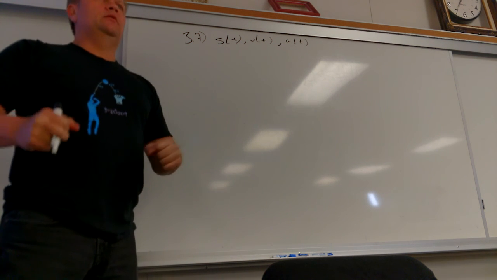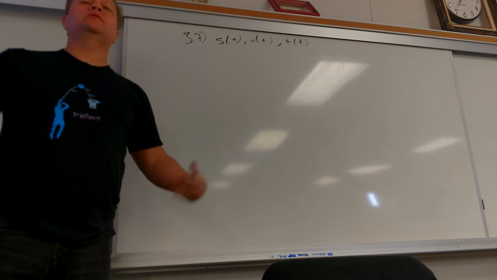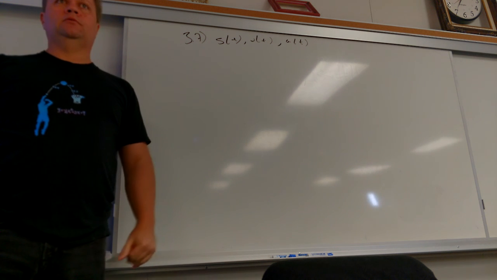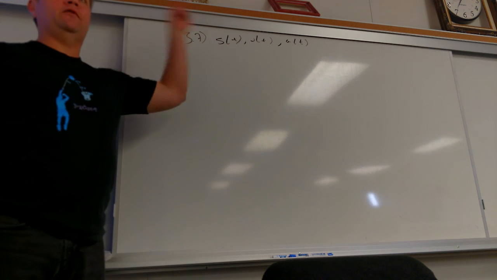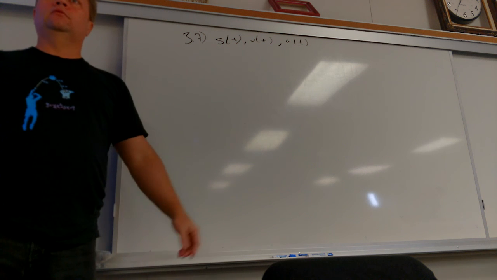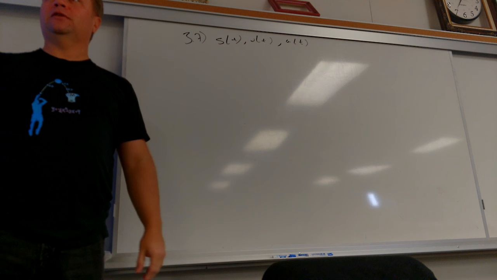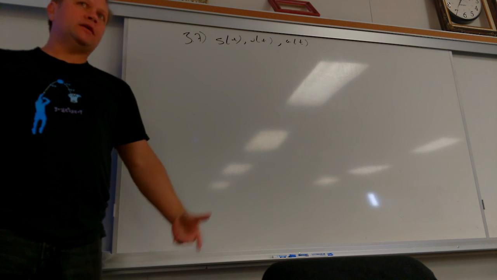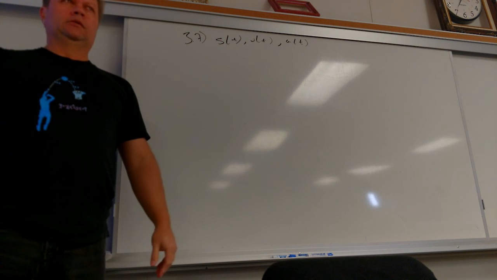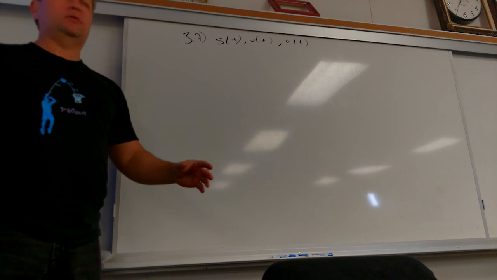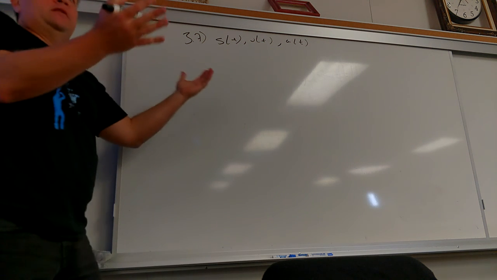So for example, if I say something like, when does the particle turn around? Which one of these does that focus on? Yeah, I like the second one, or V. Okay, that's the velocity. So that's 3.7.